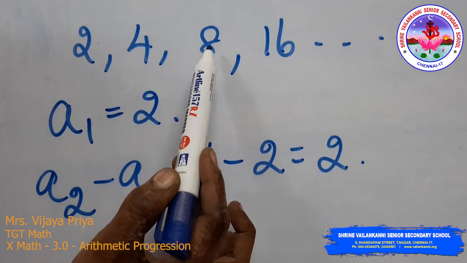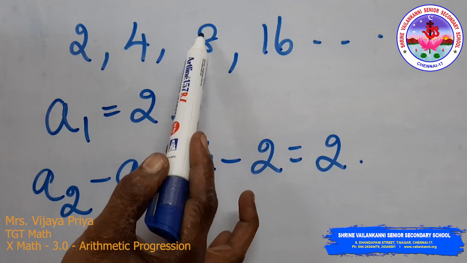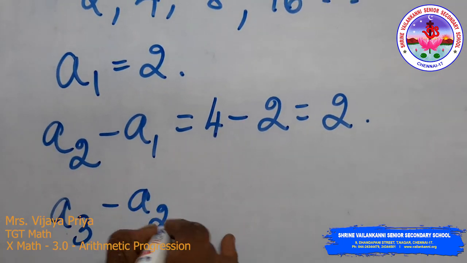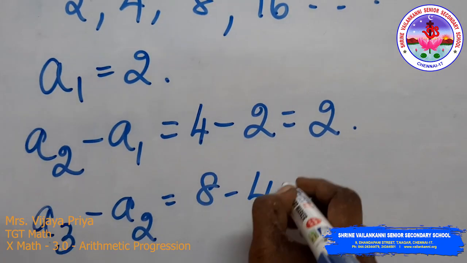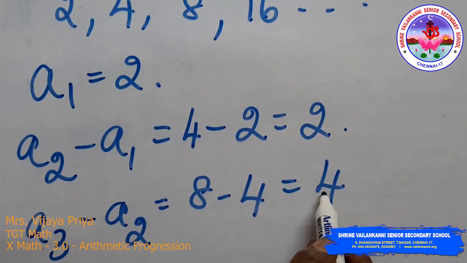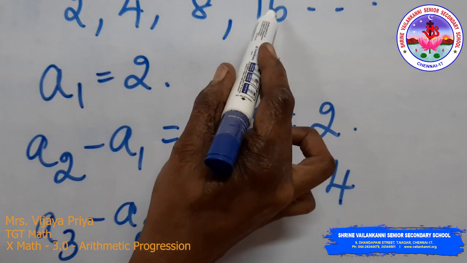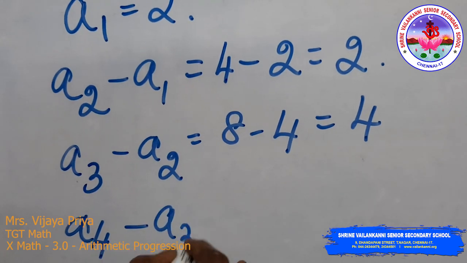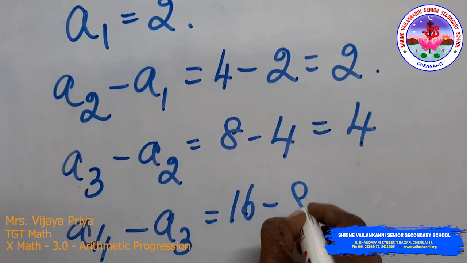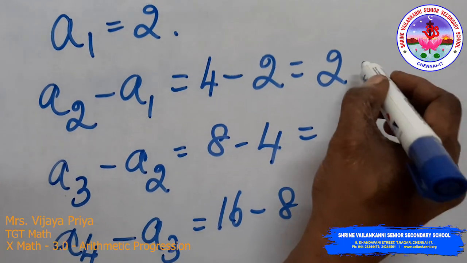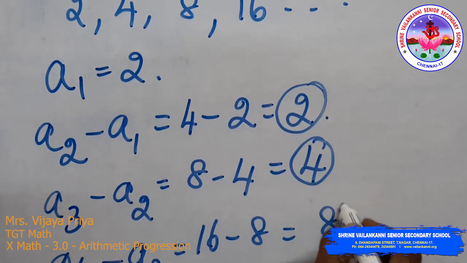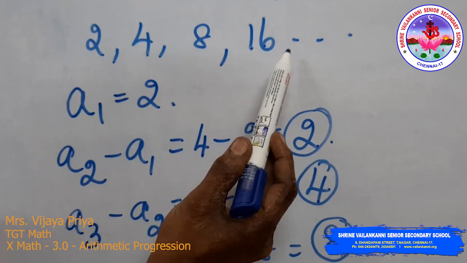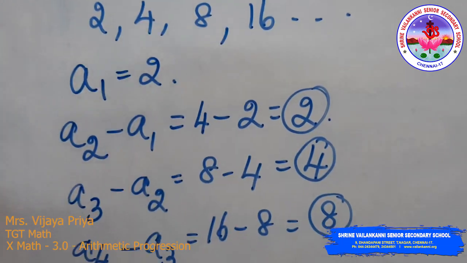Now I am moving to the third term. I want to check the difference between a3 and a2. So a3 minus a2, which is equal to 8 minus 4, which is 4. I got a difference as 4. We will move on to a4 minus a3, which is equal to 16 minus 8, which is equal to 8. My difference is not common here. So I don't have a common difference for this sequence of numbers. So it is not an AP.